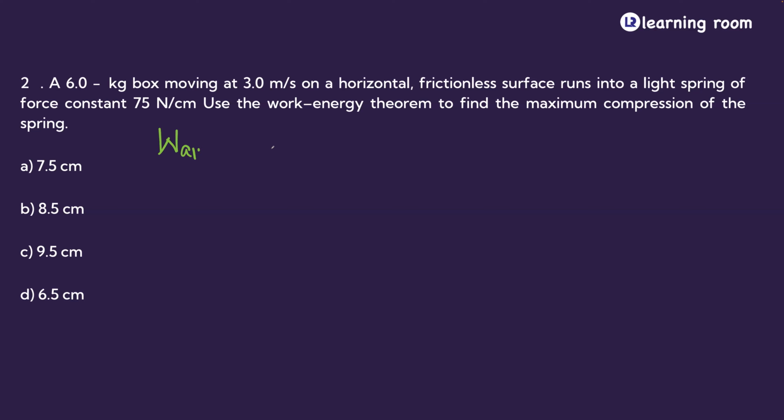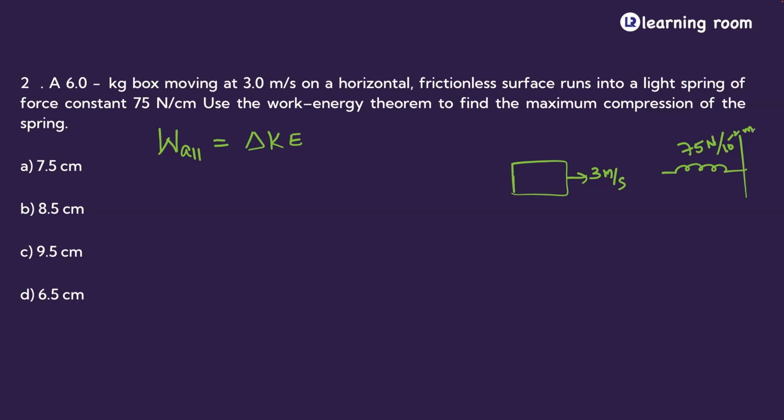Work done by all forces is equal to change in kinetic energy. So there is a block which is already having a velocity associated with it, which is 3 meters per second. There is a spring which has a spring constant of 75 Newton per centimeter, which is going to be 10 power minus 2 meter. It is 7,500 Newton per meter.